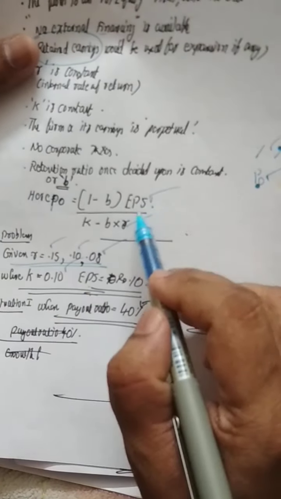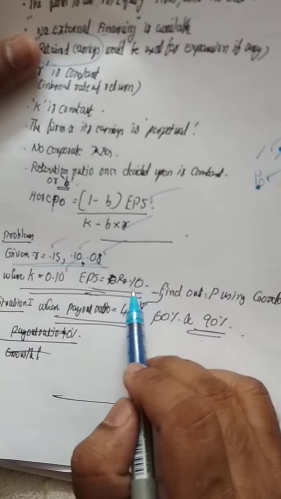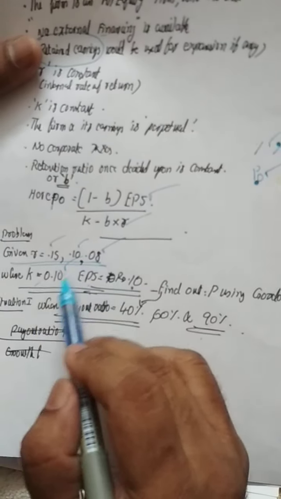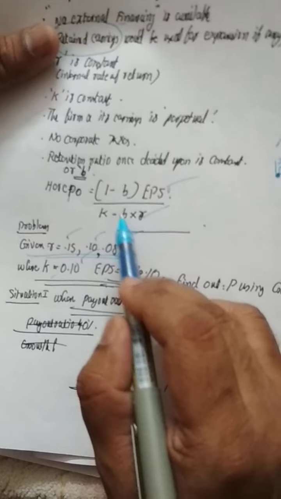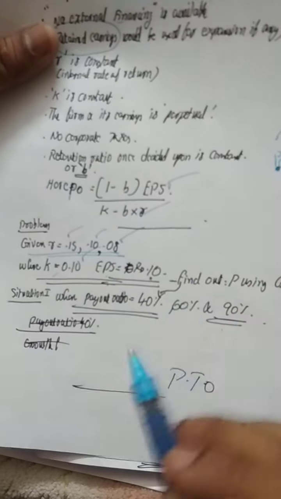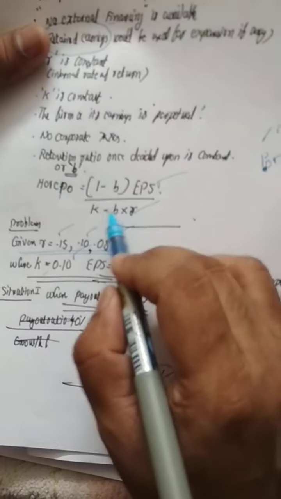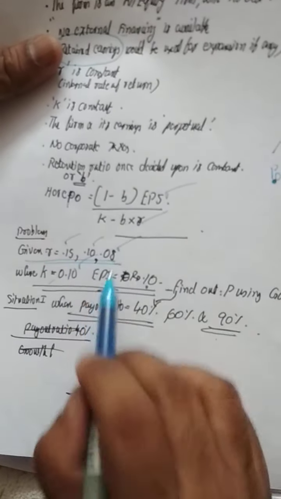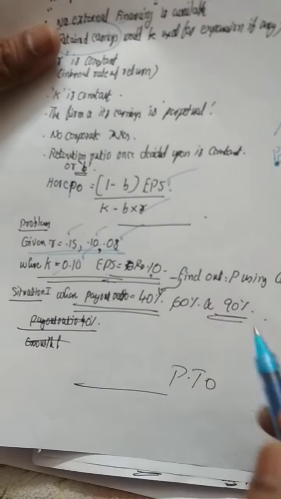EPS is given, which is required for the formula. EPS is rupees 10. And K, as I told, is 0.1 in the question. B, what is B? B means retention or retained earnings. And R is the rate of return. R is given, as I told. What is B? See, B means the retention ratio.